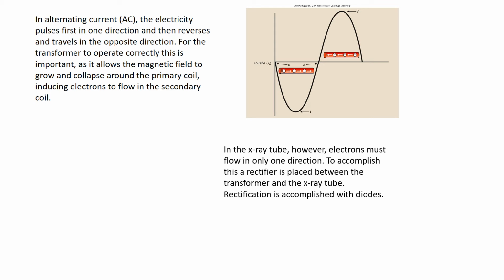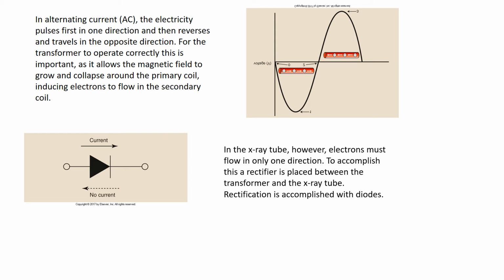Now remember, in the X-ray tube, electrons have to flow only in one direction. To accomplish this, a rectifier is placed between the transformer and the X-ray tube. Rectification is accomplished through diodes. Those are those little arrows with the line that we saw. In a drawing, I want you to notice where it says current and no current. So we have to differentiate between current and electron flow.